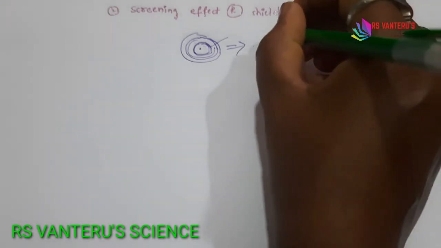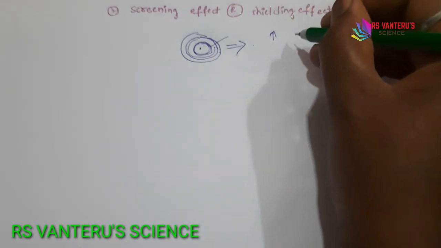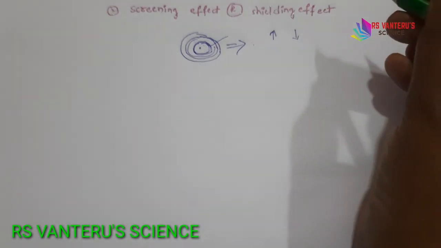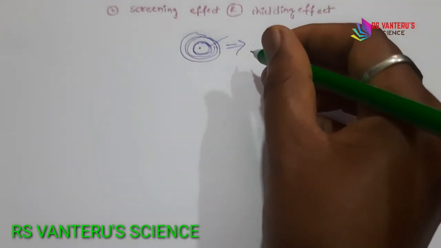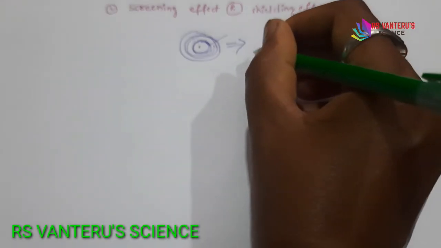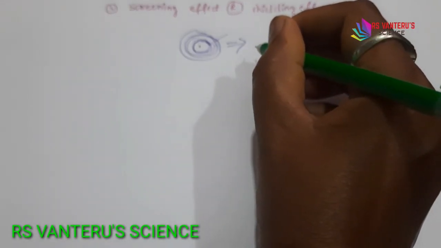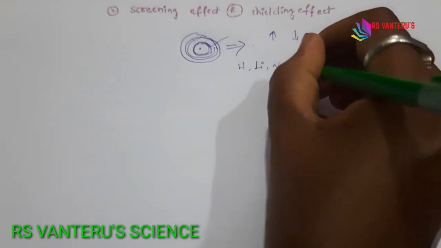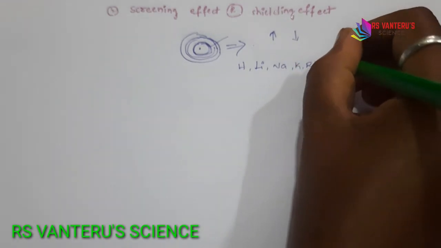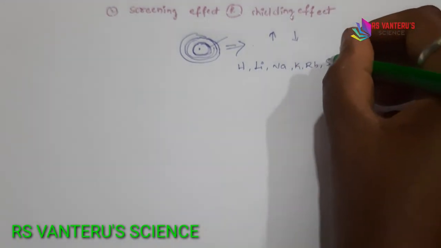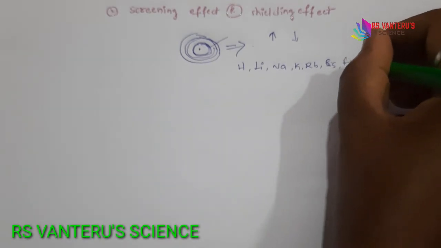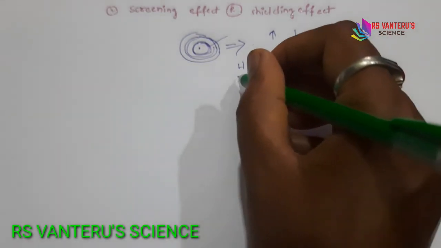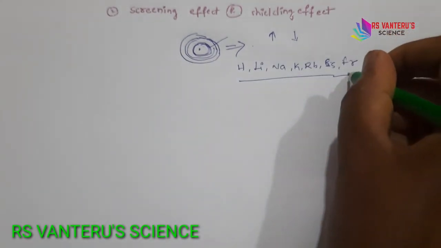The more the screening effect, the less the ionization energy. If the first group of elements is taken, what are the first group of elements? Hydrogen, lithium, sodium, potassium, rubidium, cesium and francium. All of these are first group elements.